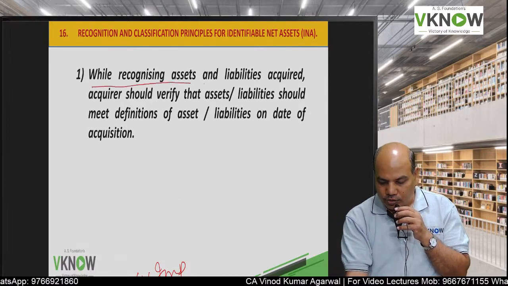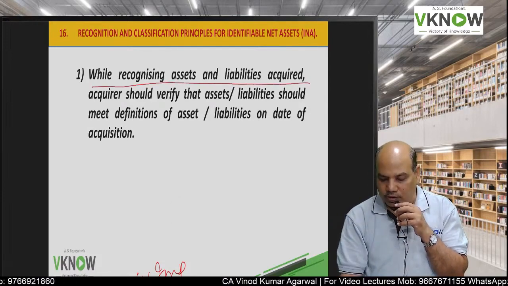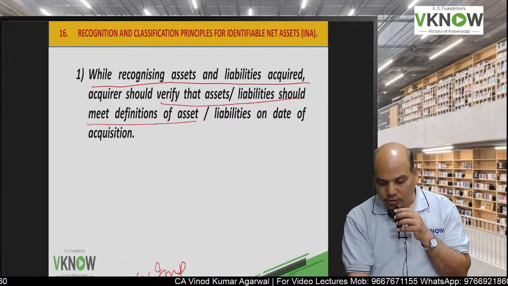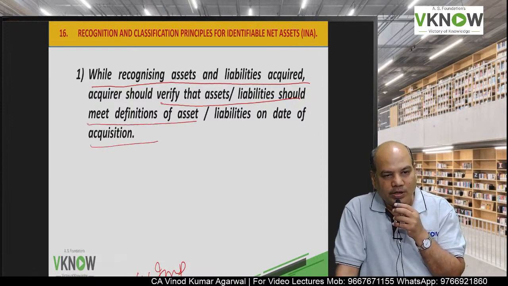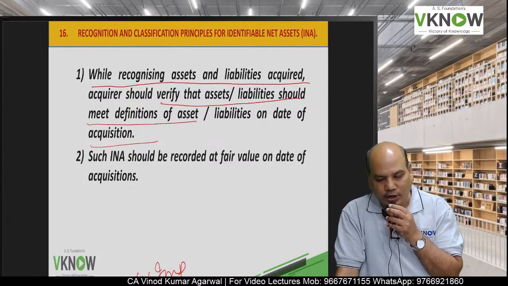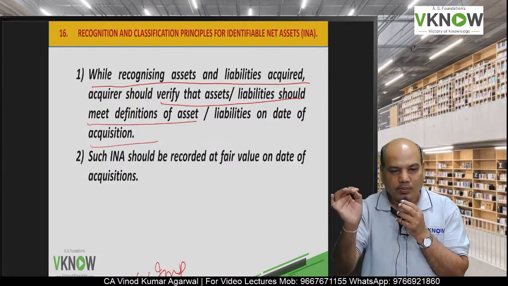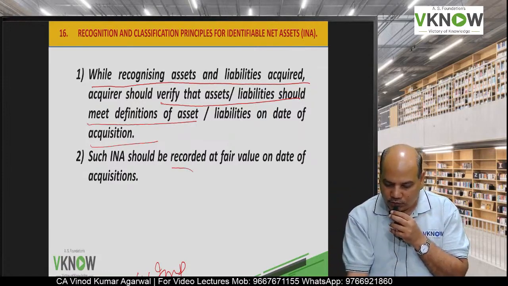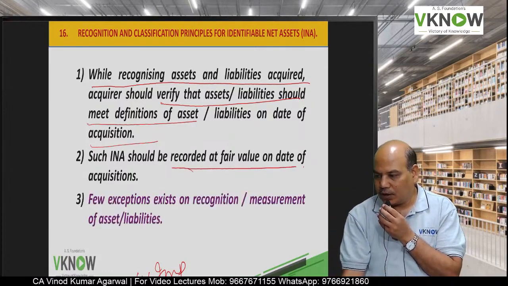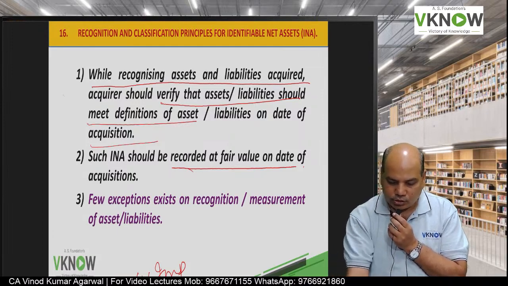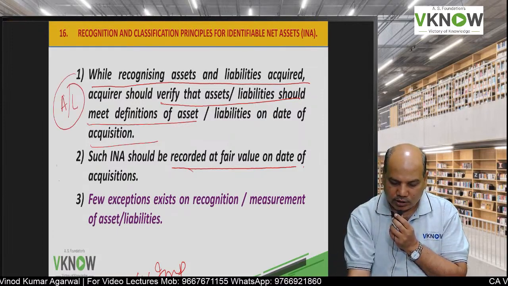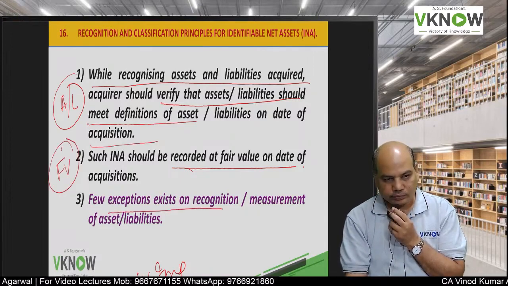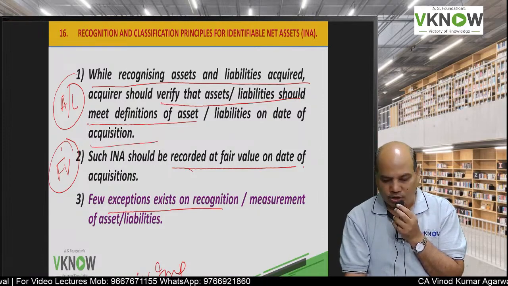So the answer is, when you are recognizing assets and liabilities acquired in case of acquisition accounting, we have to check whether they meet the definition of asset and liability on the date of acquisition. If they meet the definition of asset and liability on the date of acquisition, then we are going to record them at fair value. So first they should meet the definition of asset and liability, then recorded at fair value, but there are some exceptions on the recognition and measurement.